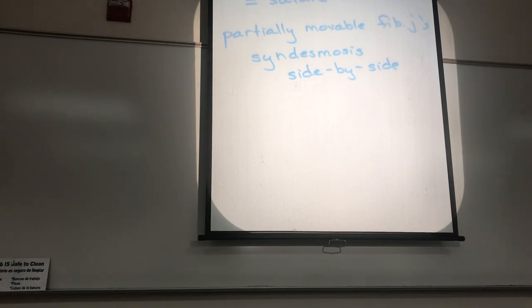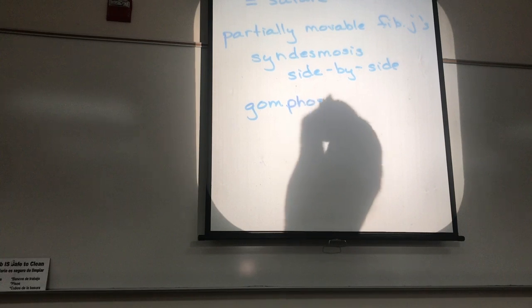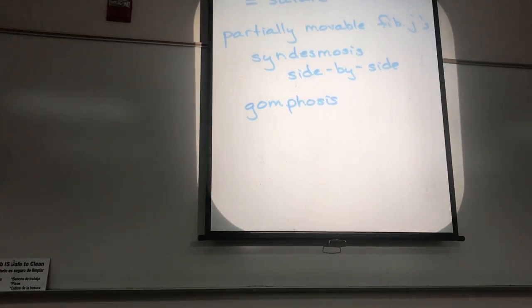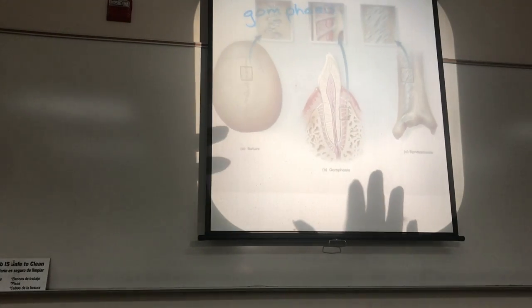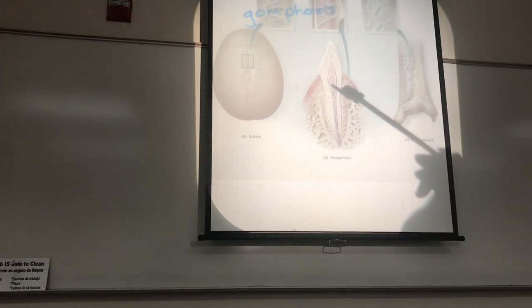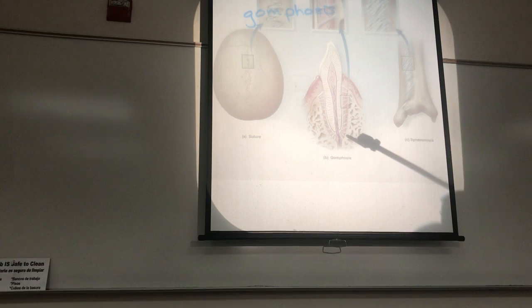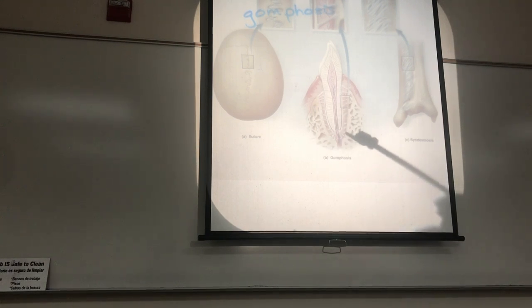Now, the second type of partially movable fibrous joint is something called a gomphosis. Yeah, that's the right picture. All right. A gomphosis is the joint between a tooth and the jaw. So the socket that your tooth sits in actually has a dense fibrous connective tissue attaching the tooth to the jaw.